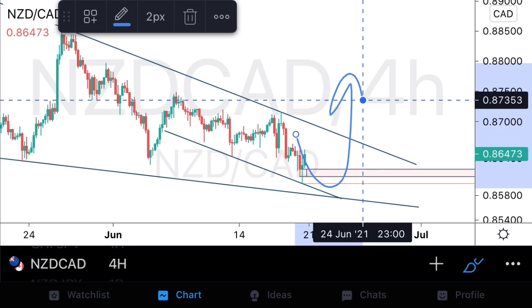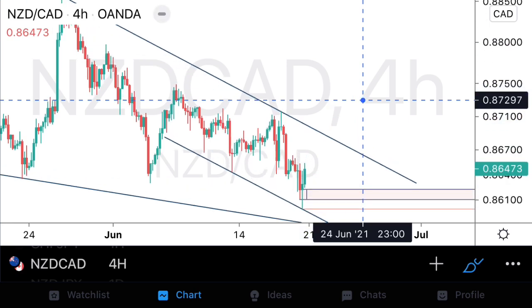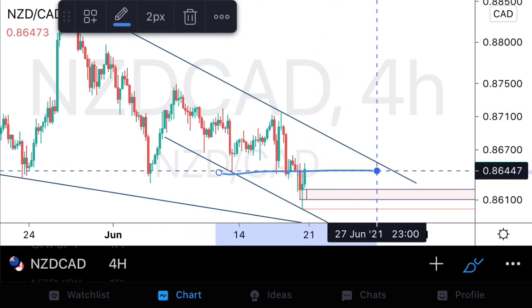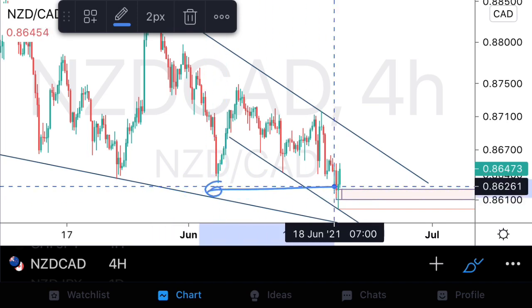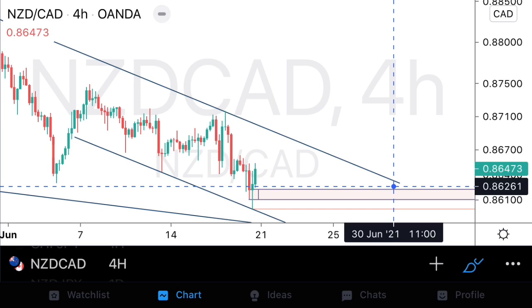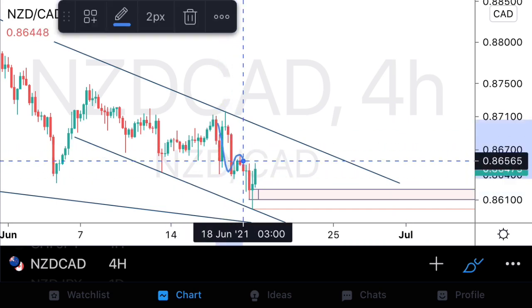So how we'll be approaching NZDCAD over the course of next week, guys, is we're going to be paying attention to these lows here that were created. So obviously we spoke about these lows here being violated to the downside and price breaking and closing back above, so obviously indicating to us a corrective nature.